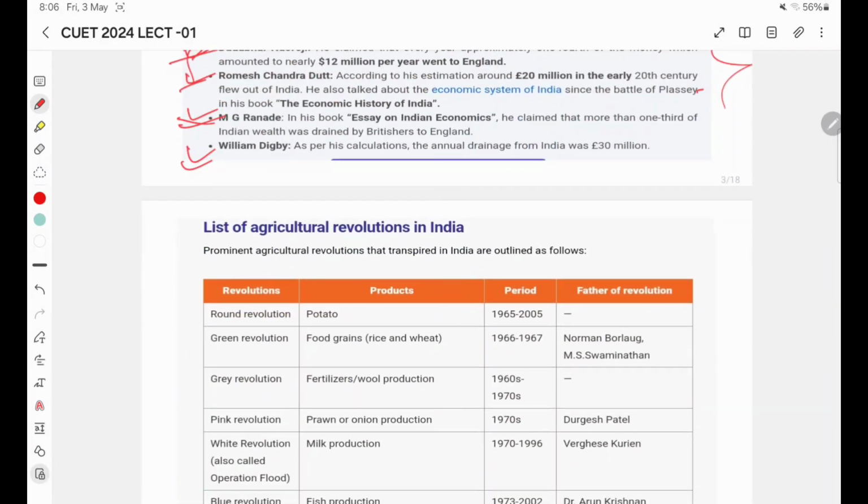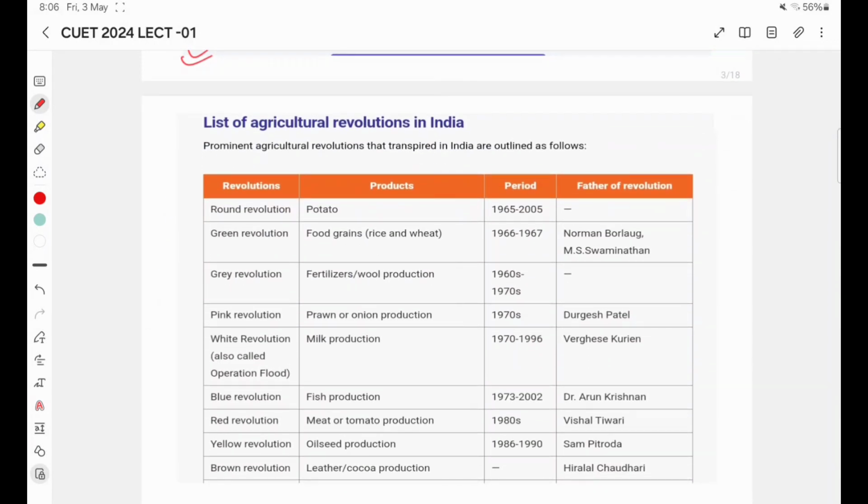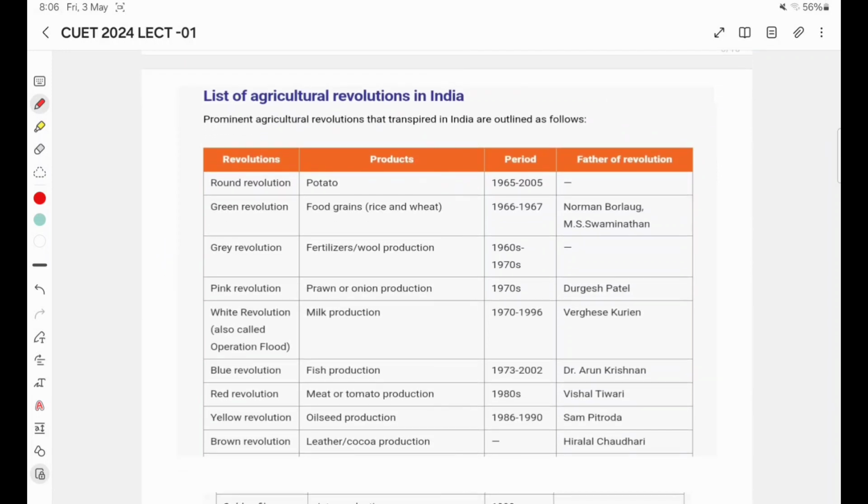Okay. So the question was asked on the different types of agricultural revolutions in India, and that list I have already given you: who was the father of the revolution, what was the time period, and which product the particular revolution is confined to. So our question was on the white revolution. It is also known as Operation Flood, and it is confined to milk production. It was introduced in the year 1970, and the father of this white revolution was Verghese Kurian.